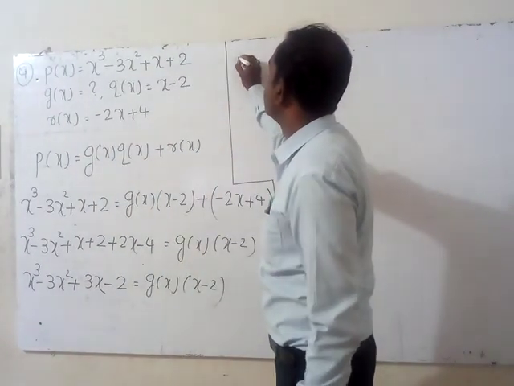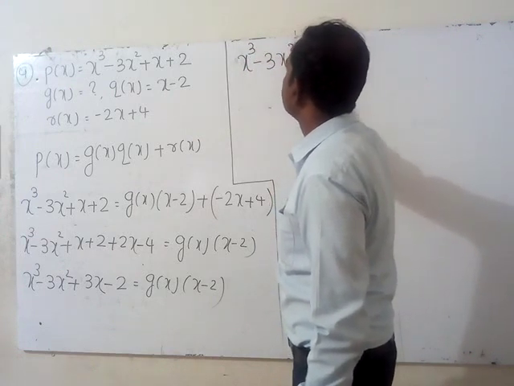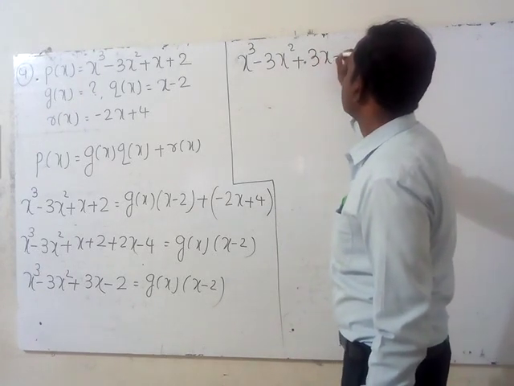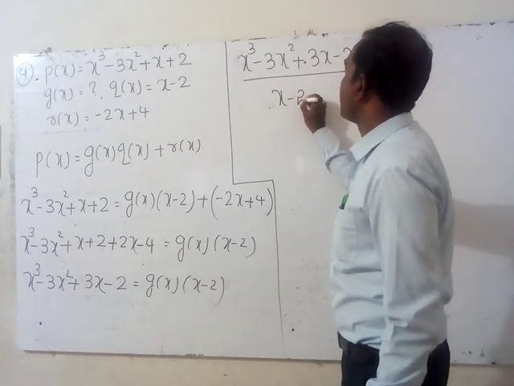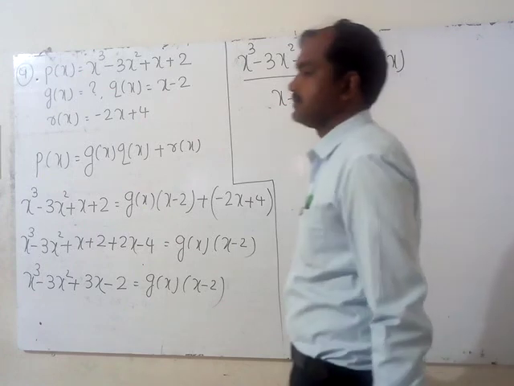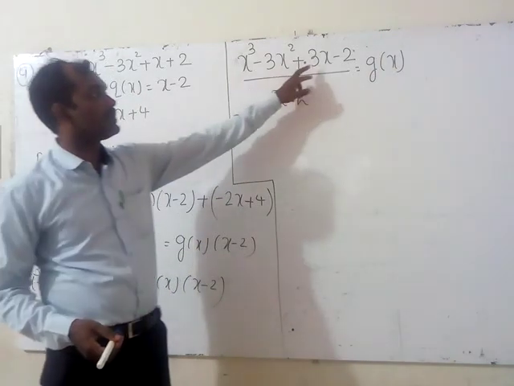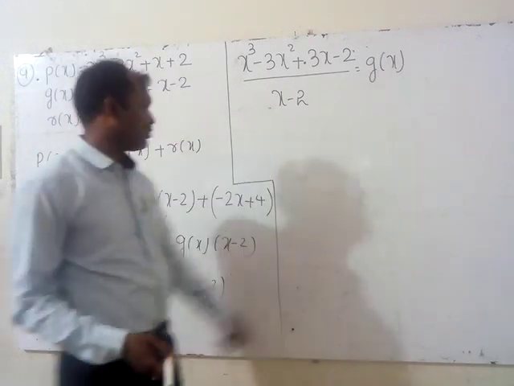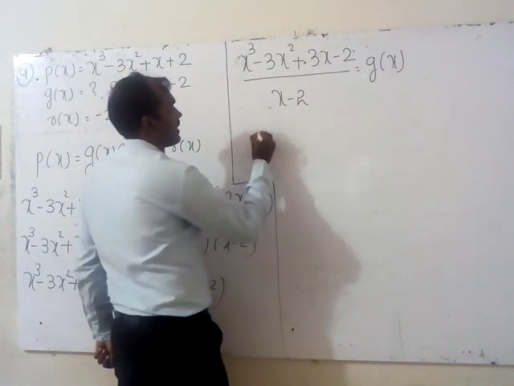x cube minus 3x square plus 3x minus 2 divided by x minus 2 is equal to g of x. Divide x minus 2 into x cube minus 3x square plus 3x minus 2, which gives us g of x. The g of x. x minus 2.